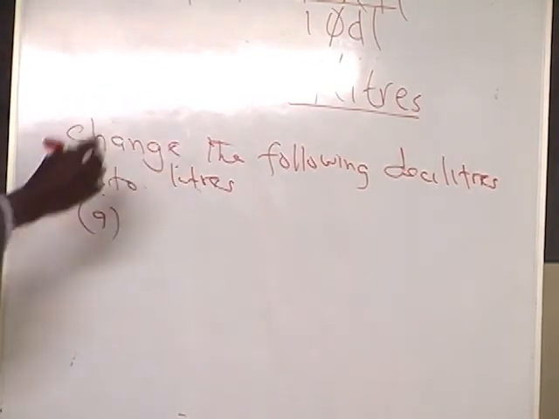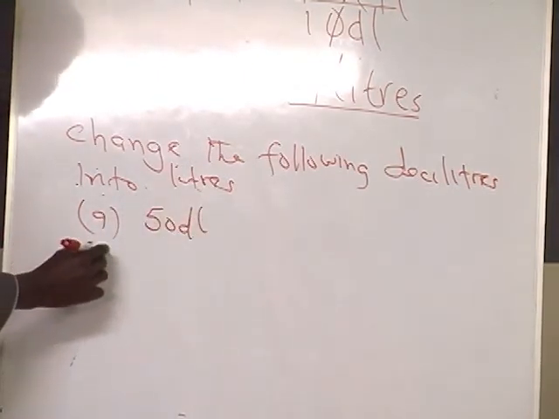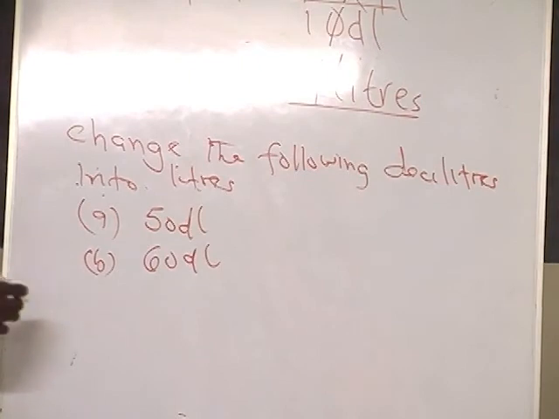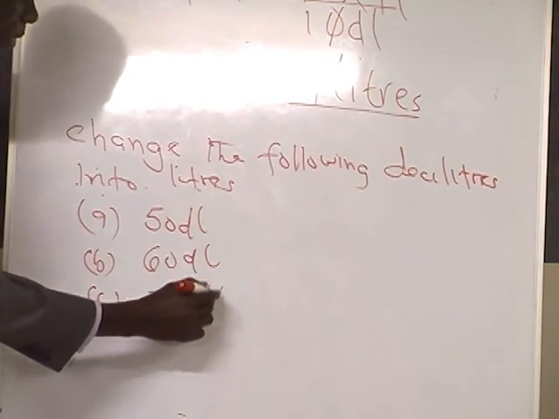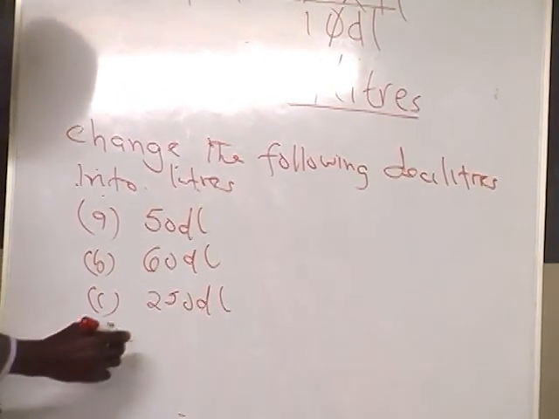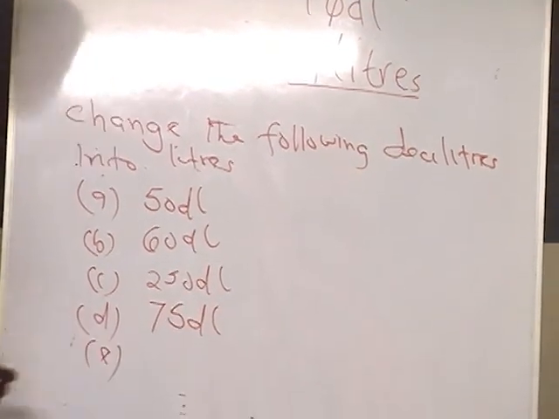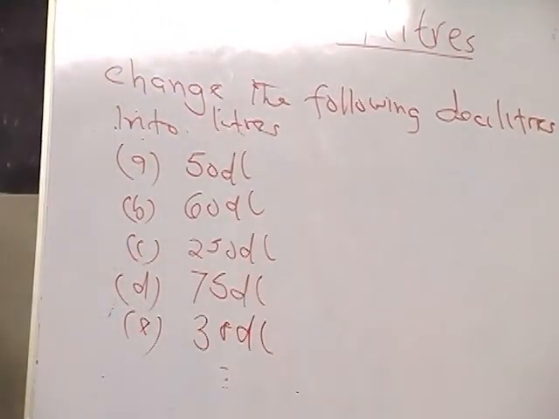So A will change 50 deciliters, B 60 deciliters, C 250 deciliters, D 75 deciliters, and lastly E will change 38 deciliters. So I want the class to change for me these 5 numbers from deciliters to liters.